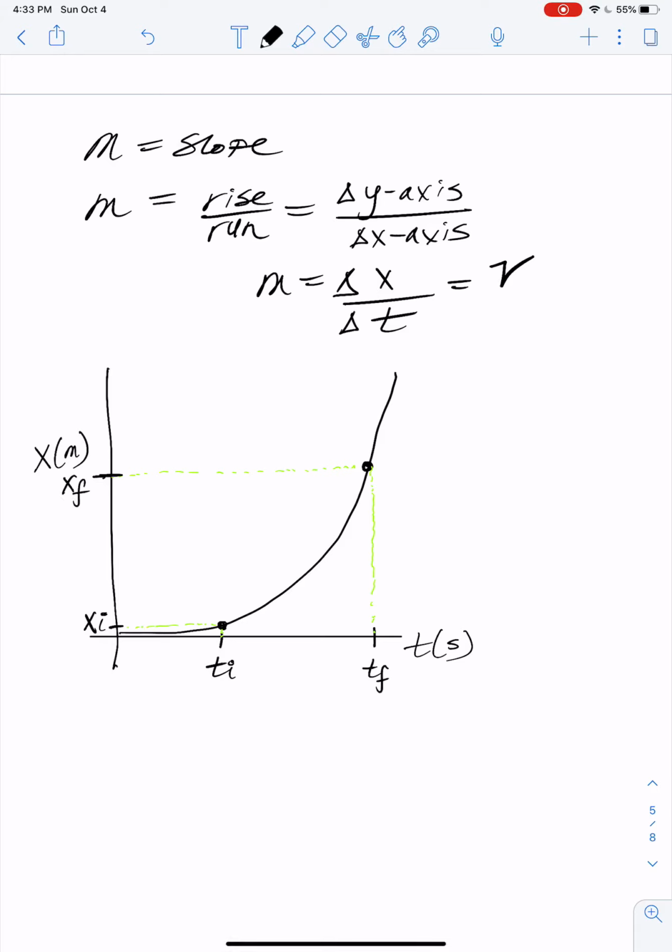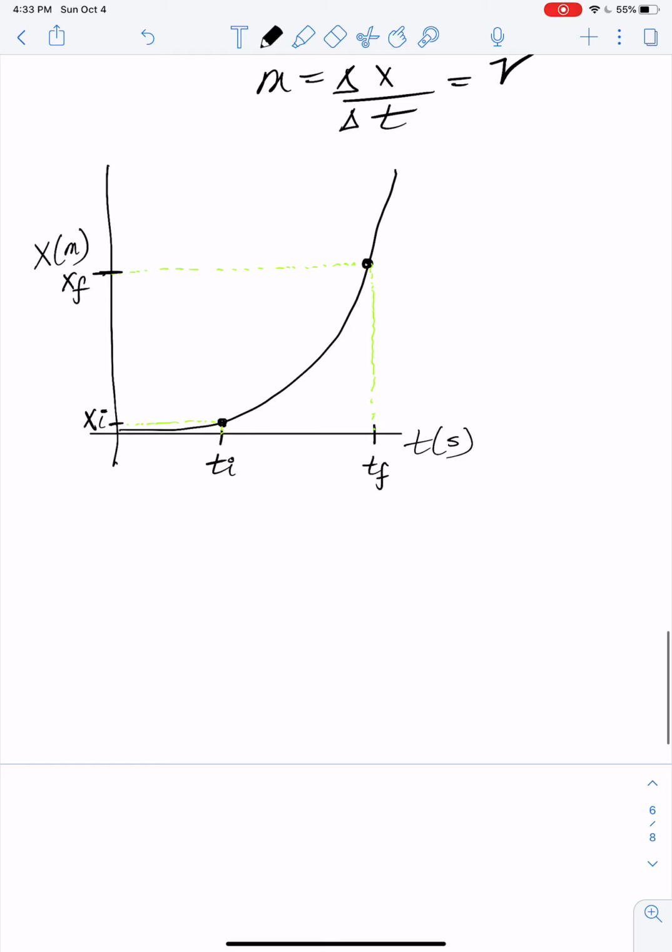Okay. So at time ti, the object is at xi, and at time tf, the object is at xf. So I can go ahead and sub those in for the equation. So we can say then m, or v, is equal to xf minus xi over tf minus ti. All right, so far so good.